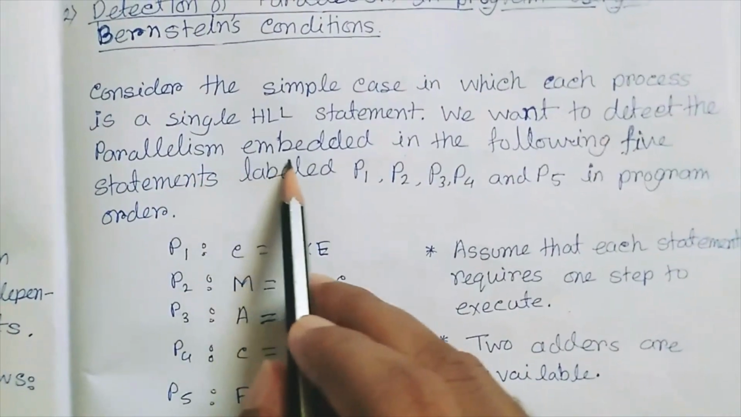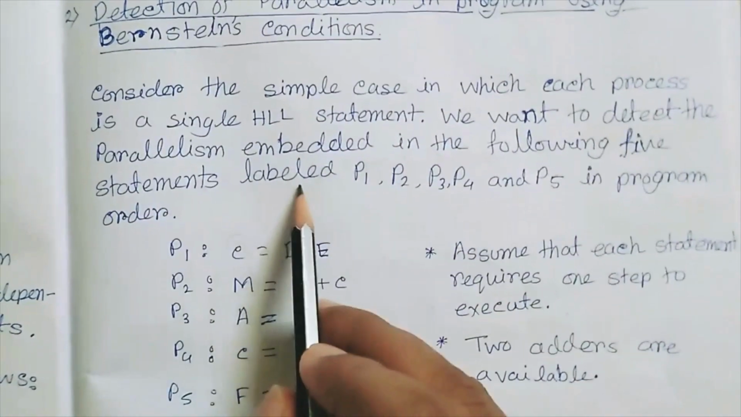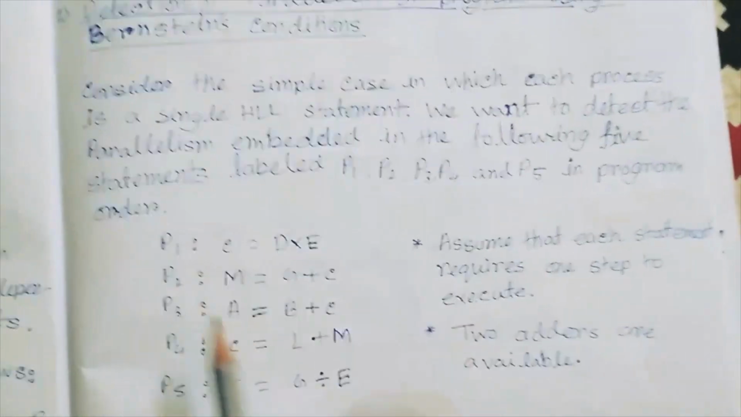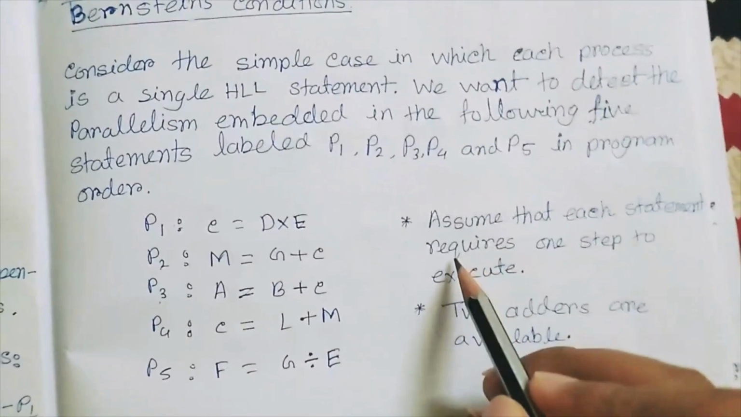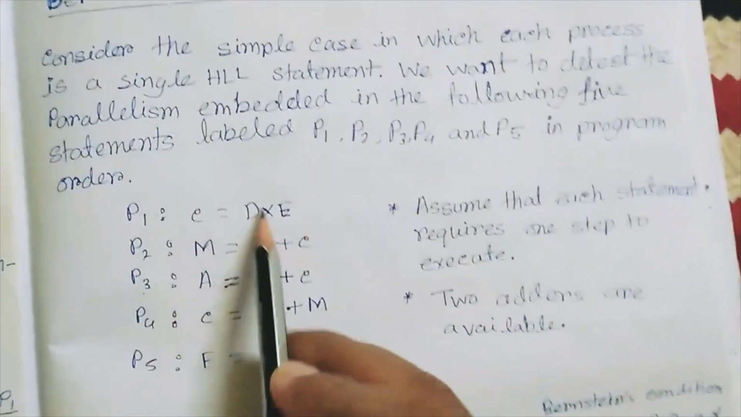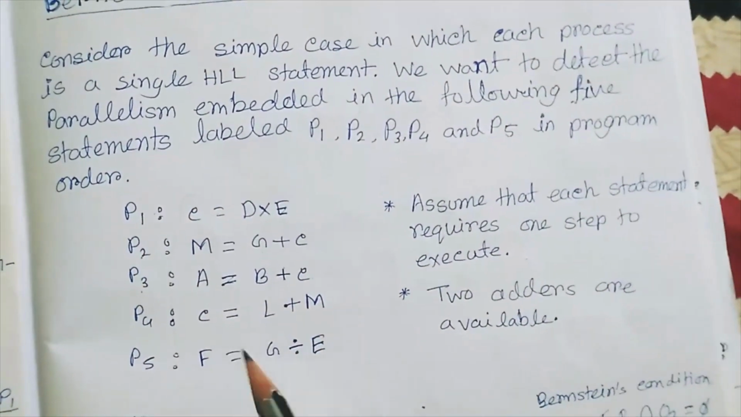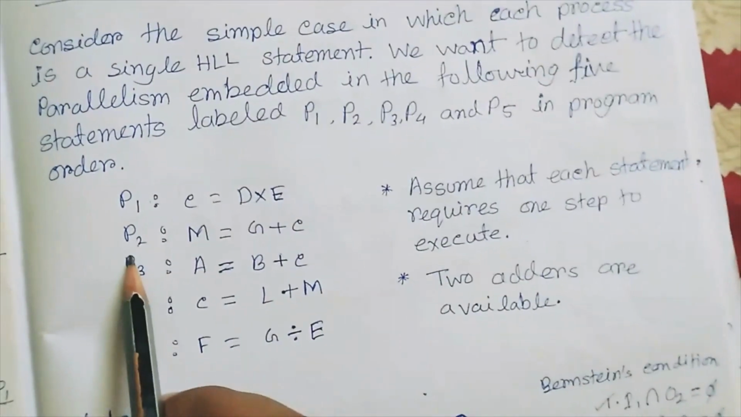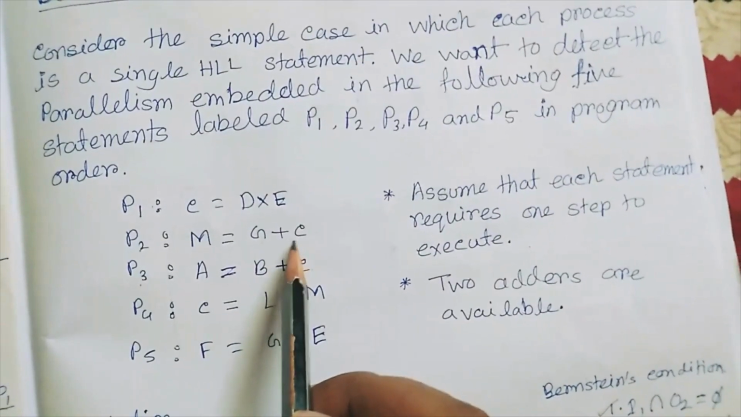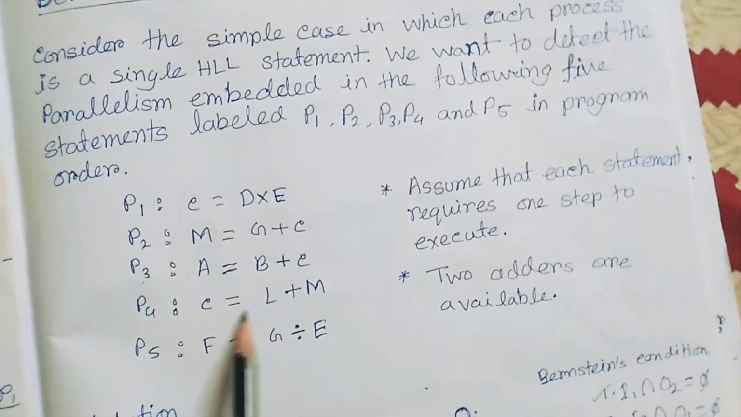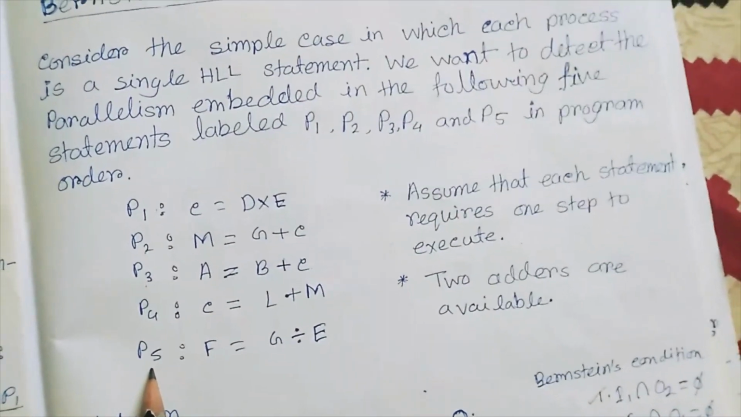We want to detect the parallelism embedded in the following 5 statements labeled P1, P2, P3, P4, P5 in program order. We assume that each statement requires one step to execute and two adders are available for execution of these 5 statements. The first statement P1 is C equal to D into E. Second statement P2 is M equal to G plus C. Third statement P3 is A equal to B plus C. Fourth statement P4 is C equal to L plus M. And fifth statement P5 is F equal to G divide E.